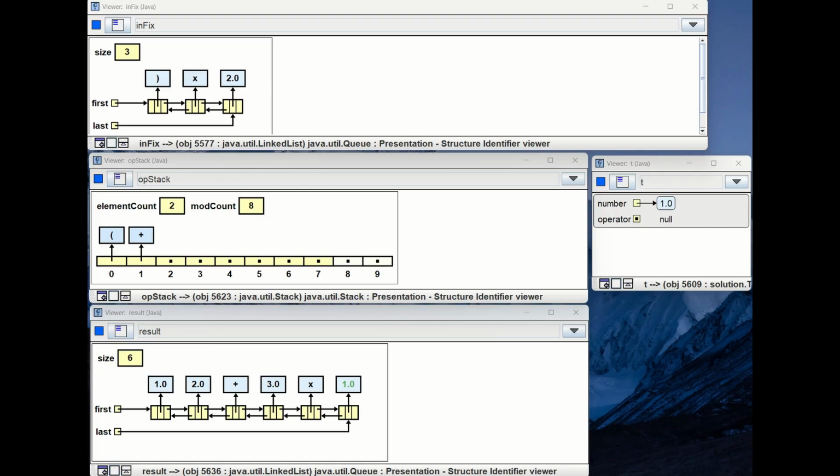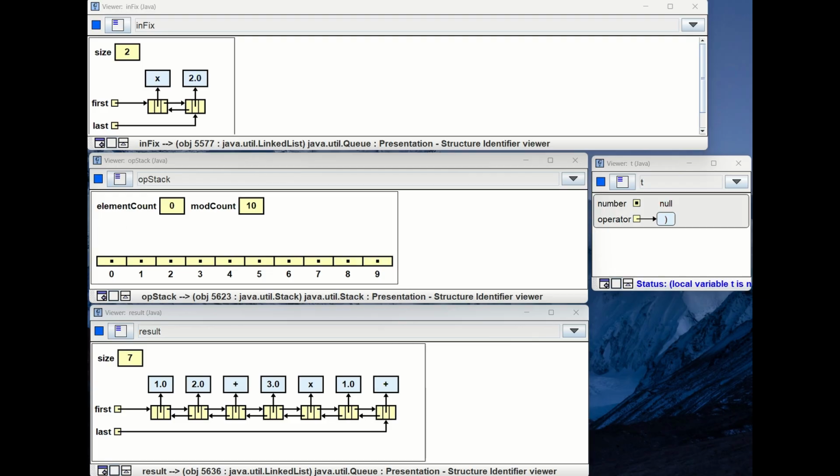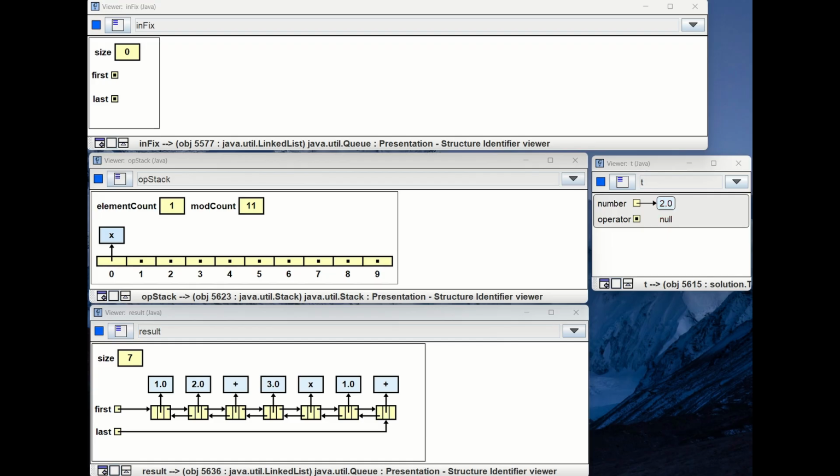Now we have our matching closed paren. So the matching closed paren is going to make it so we pop everything out of the stack until we get the matching open paren, and then we'll discard the parentheses. We'll go back to our input. Our input is the multiplication, that's going to go onto our stack. And then we look at the 2, which is a number that goes to our output. Now our input is empty, so now we just pop everything off of the stack and queue it to the end of our queue. So now we finally have our postfix expression that matches our original infix expression.